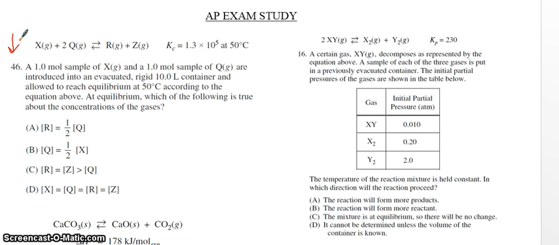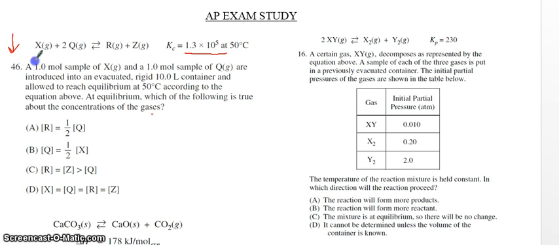A 1 mole sample of X and 1 mole sample of Q are introduced into an evacuated rigid 10-liter container and allowed to react and reach equilibrium at 50 degrees C according to the equation above. So here's the equation. We have 1 mole of X, 2 mole of Q, and then 1 mole of R, 1 mole of Z. Our Kc looks like a high number, so we'll consider that. At equilibrium, which of the following is true about the concentrations of the gases?